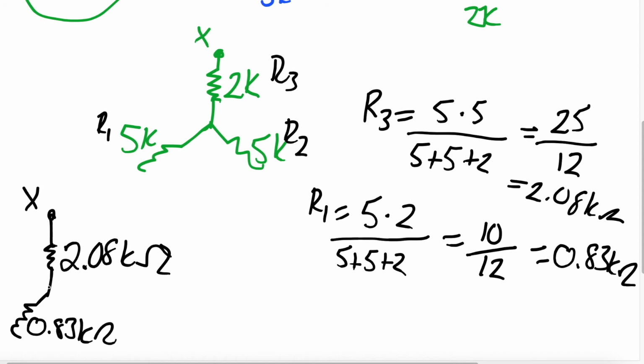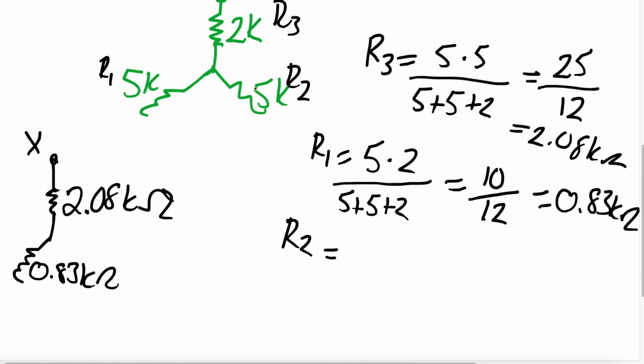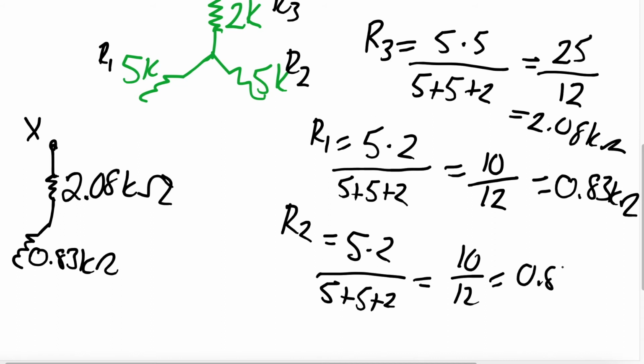Now, since we know that R1 and R2 are the same values, R2 is essentially equal to what R1 is, because it's the same thing, right? If we do it mathematically, R2 is equal to R2 times R3, so 5 times 2, and the same thing, 5 plus 5 plus 2, because we're adding up all the resistors. And we get 10 over 12 again, which is 0.83 kiloohms, right? So what do we get as our final? R1 becomes 0.83 kiloohms. R2 becomes 0.83 kiloohms. And then our R3 becomes 2.08 kiloohms, right?